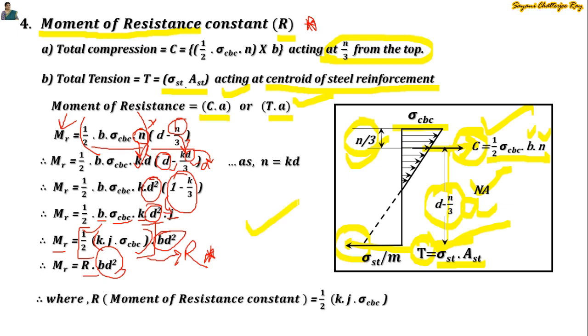Now I think this topic is clear to all of you. From this stress diagram we have derived 4 constants. We have derived the neutral axis constant, the percentage of steel, the lever arm constant and the moment of resistance constant. That's all for today.